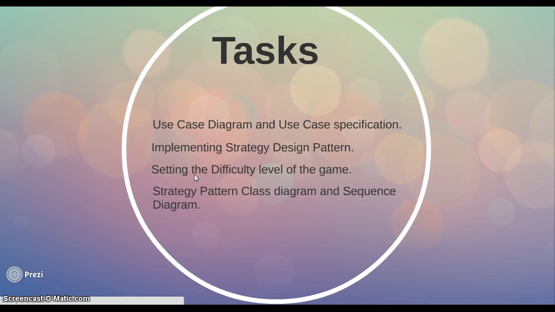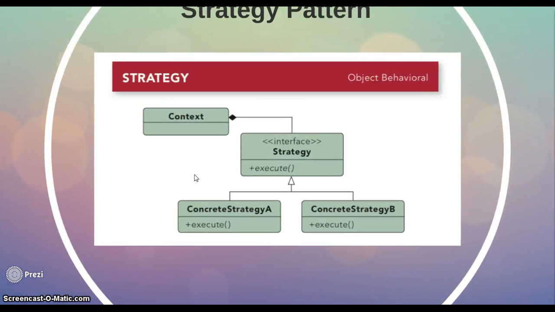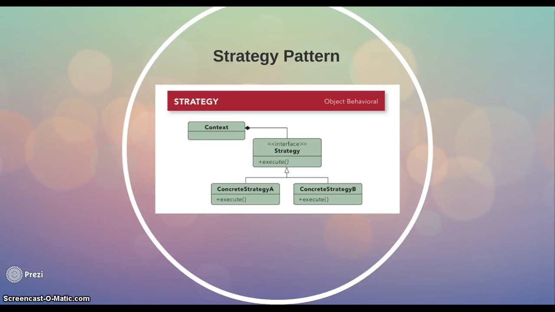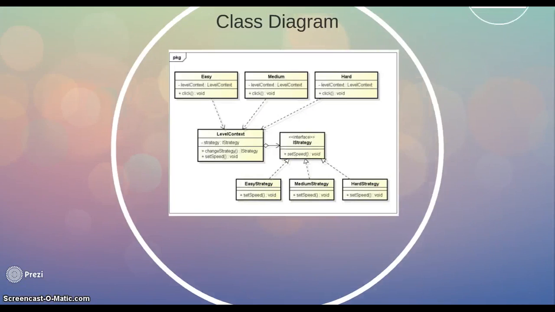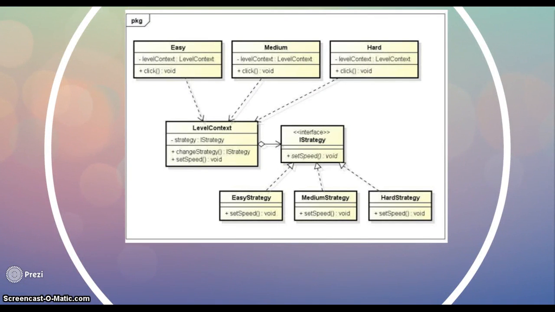Here's a basic strategy pattern class diagram that you can see on the screen. The context is used to delegate the request from the client onto the concrete strategy classes, which are inherited by an interface called strategy. So in the game we have used the class called level context as the context class.